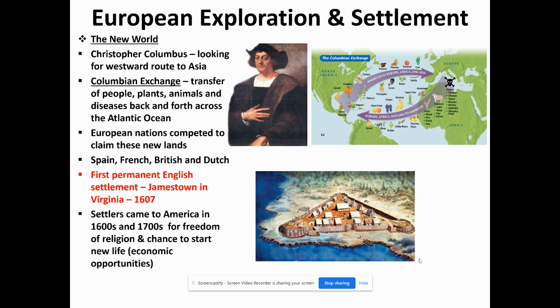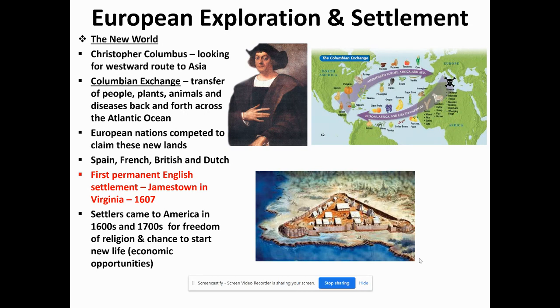Now, one of the things that you're going to see about history is that it's tied to economics, because a lot of the reason that people do things is for economic purposes. So we say people came to the New World because they wanted to start over. They wanted to have a chance at a new life. Well, basically that means that they wanted economic opportunities.